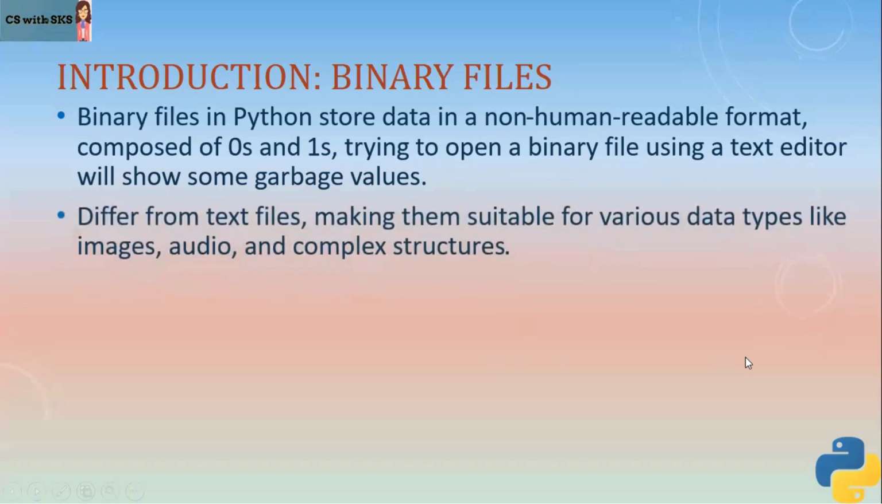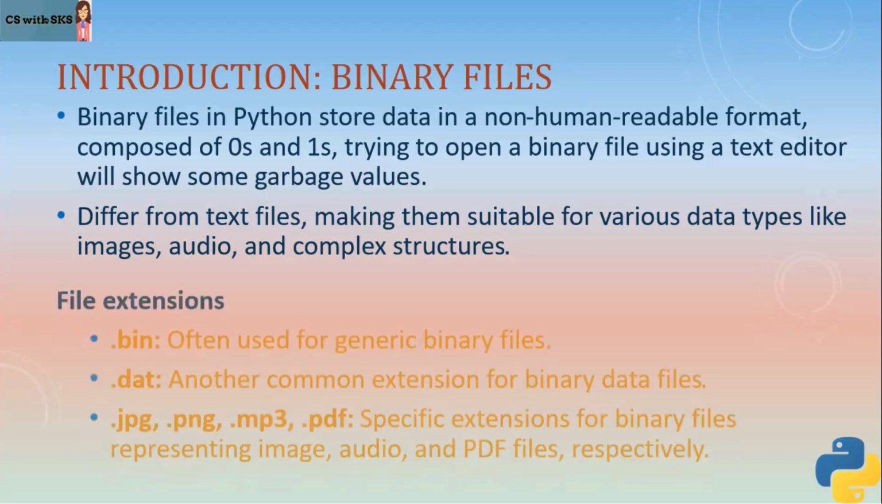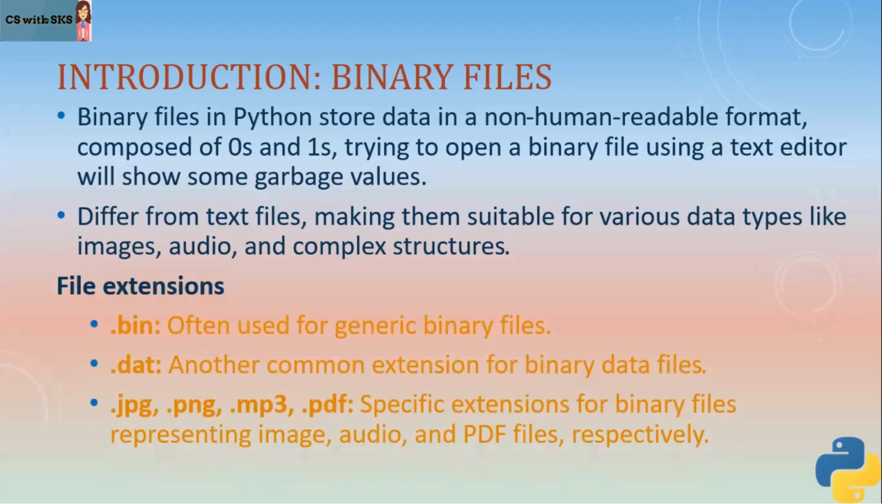Moving forward, these binary files differ from text files. Number one, they don't need any end of file character, right? Like in text files, we do have end of file character, end of line character, but in binary files, we do not have such delimiter, right? Another thing is these files are suitable for various data types like images, audios, and any other complex structures. There are some file extensions mentioned, for example, .bin, .dat, .jpg, .png, .mp3, .pdf. So all these are extensions for binary files.